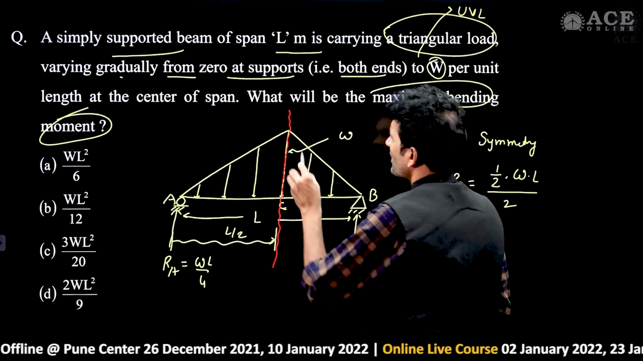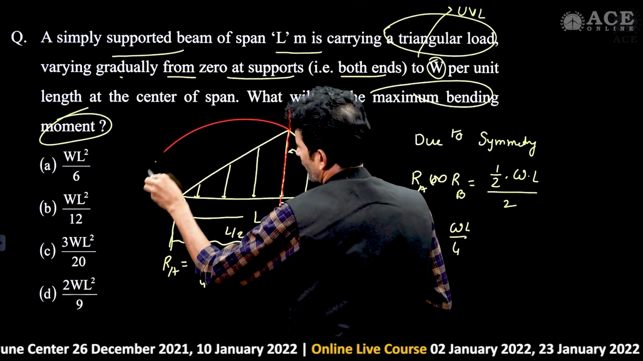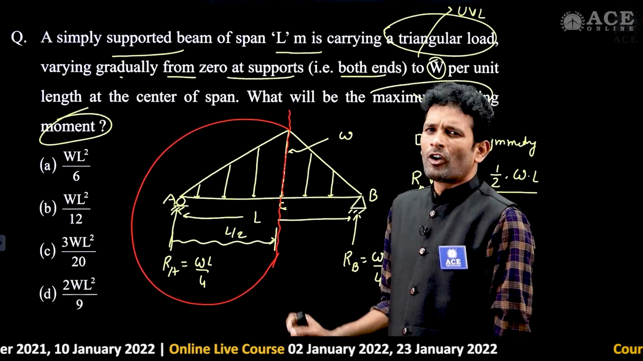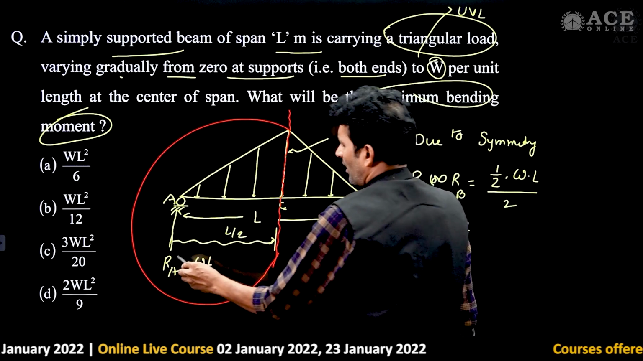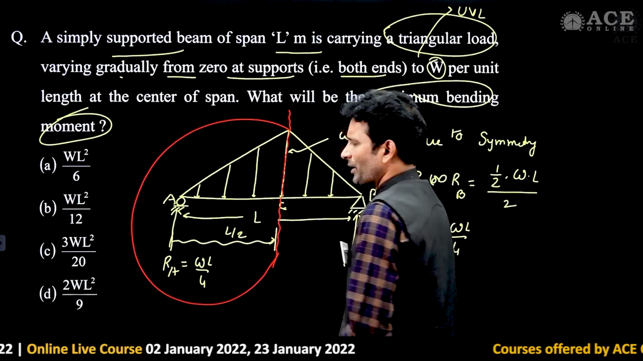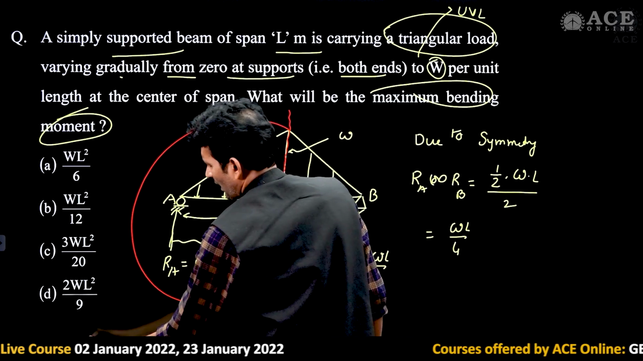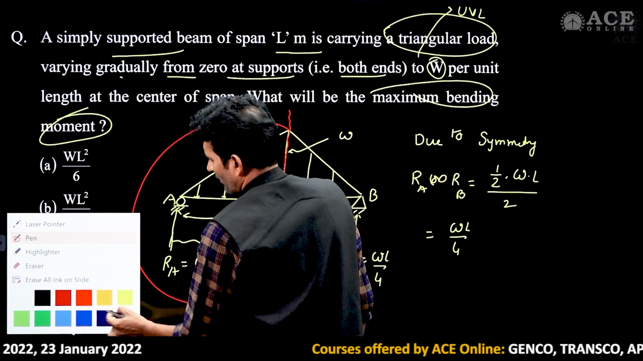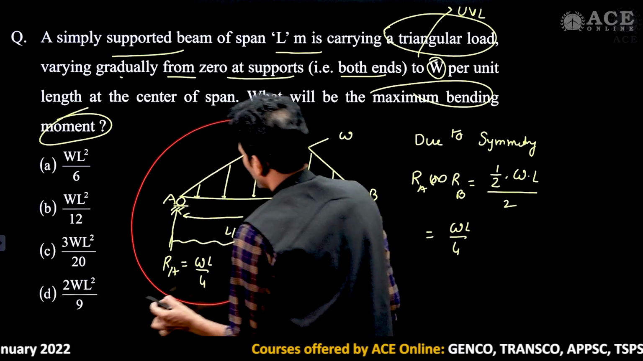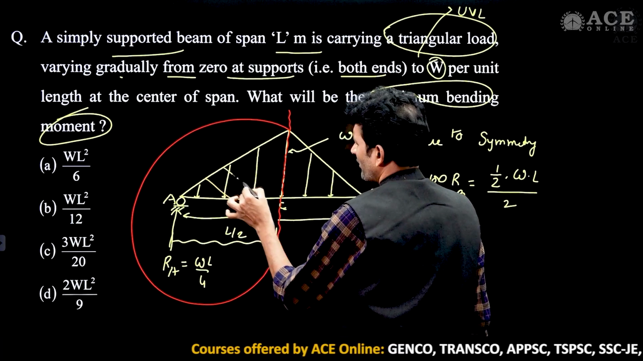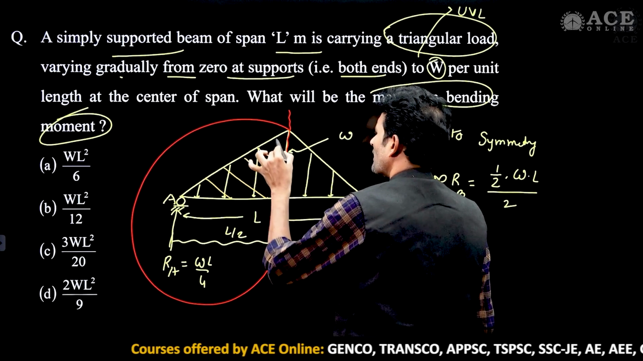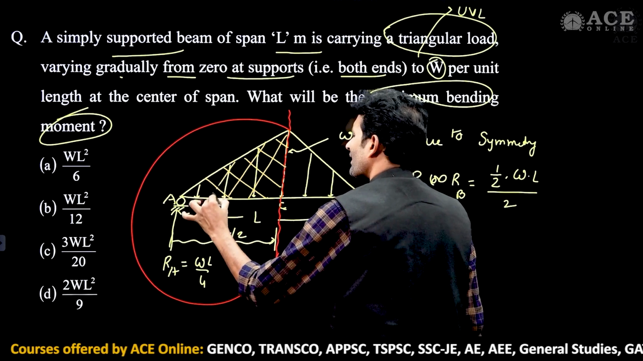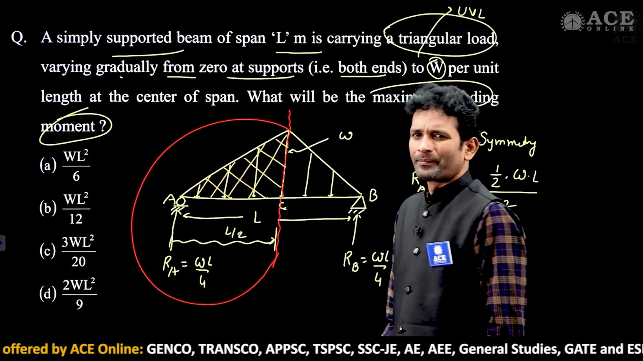Here in this particular case, I am taking the left hand side part. When I am taking the left hand side part, how many forces are we observing? RA at a distance of L by 2. And if you take some part of the UVL, this is the part I am taking. This part of the UVL is available on the left side of your selected section or selected point.